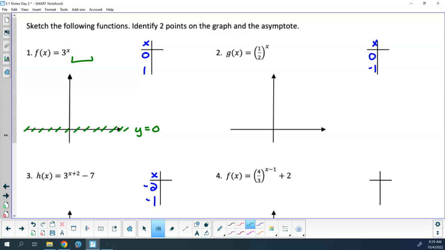If there is something there, then that whole entire graph gets shifted vertically. So like in number 3, it gets shifted down 7. So the horizontal asymptote would also go down 7 to y equals -7. In number 4, it would get shifted up to y equals 2. Okay? Questions, comments, concerns, clarification?